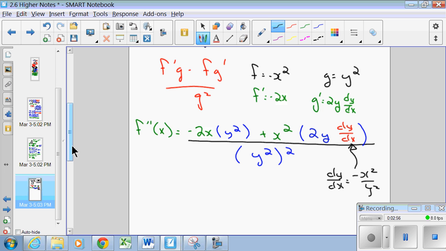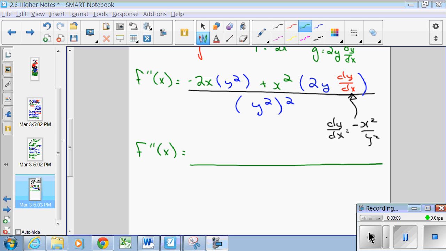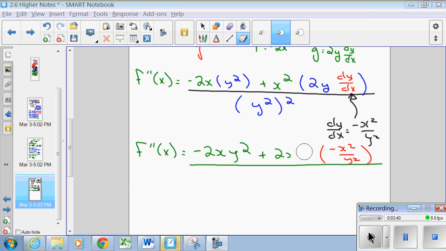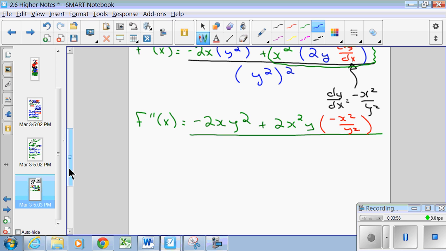Like a lot of things you do in science and in math, you replace expressions for equal values. So if I want to write my second derivative, negative 2xy squared is the very first part. I have 2xy squared for the second part. And then I'm going to add in my derivative, which is negative x squared over y squared. And we're going to clean this up in a second. And, oh, you know what? I have a mistake here. It's not 2xy squared. It's 2x squared y. Let's catch that before we get too far. 2x squared y in the top, because we're multiplying all this together here. And then the bottom hasn't changed. Well, we can simplify it. The bottom is y to the fourth.